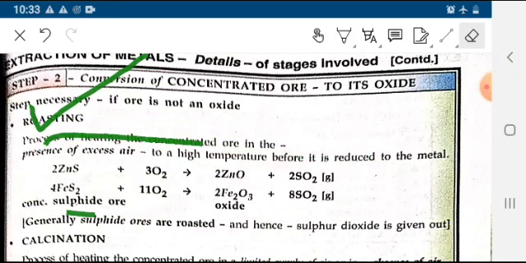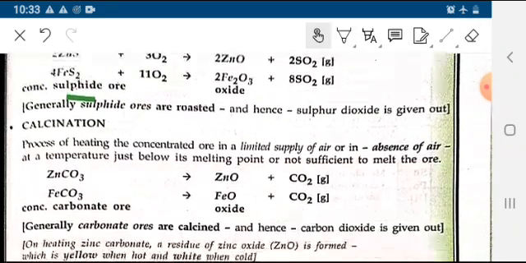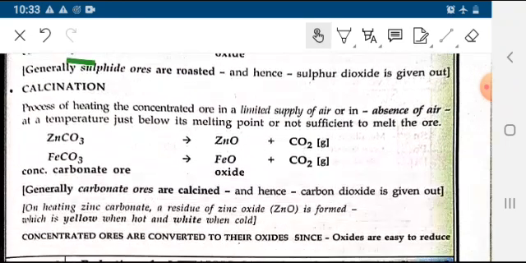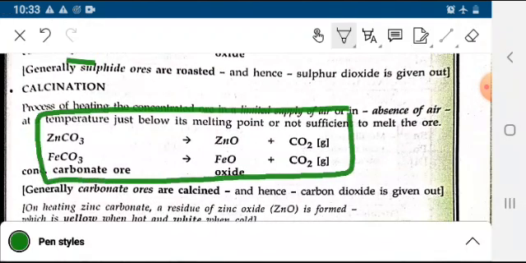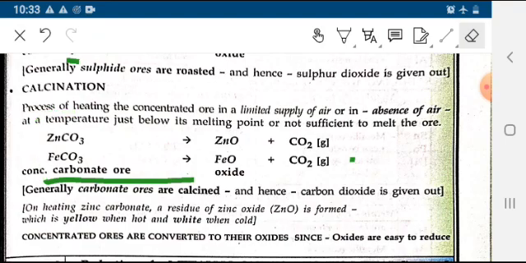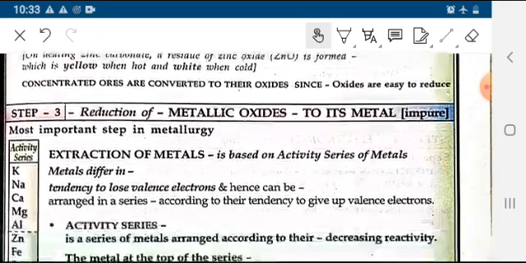After this, we have to study the calcination process. It is heating the concentrated ore in limited supply of air, that is in absence of air. The equation for calcination is also given, and it is done generally for the carbonate ore.